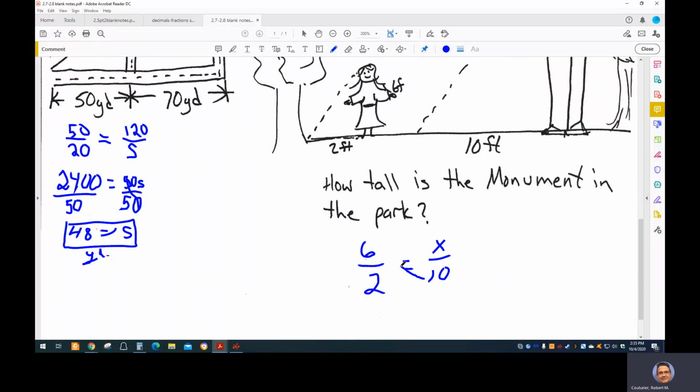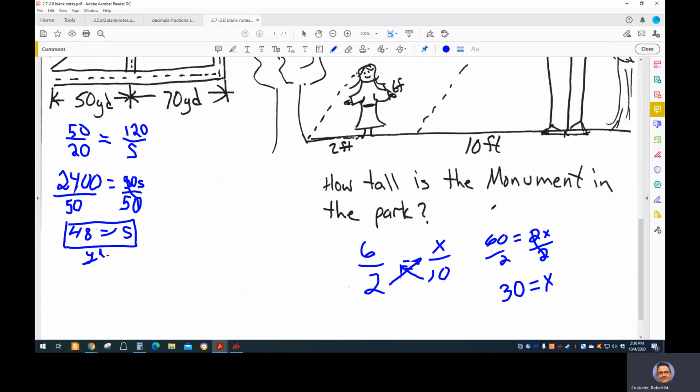Again, we can what? Cross multiply. We get 60 equals 2x. This should be a super easy one-step problem. The hard part here was setting it up, not solving it. These cancel and give us an x. And 60 divided by 2 is 30.